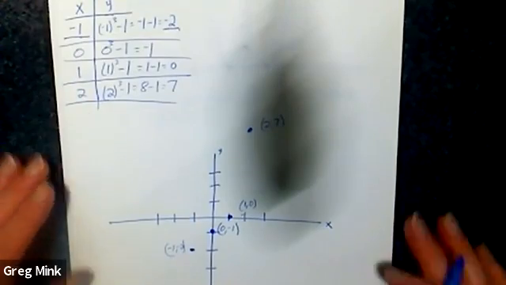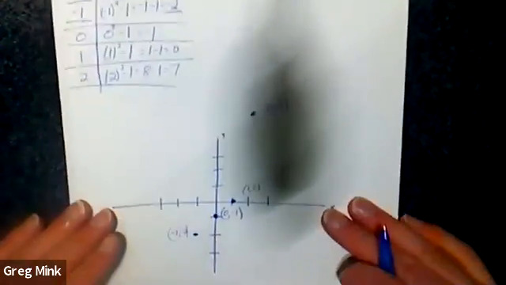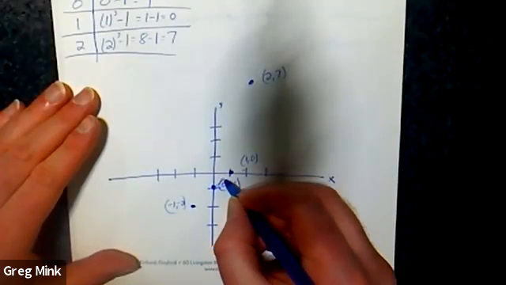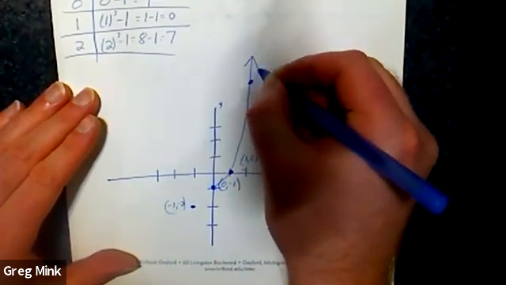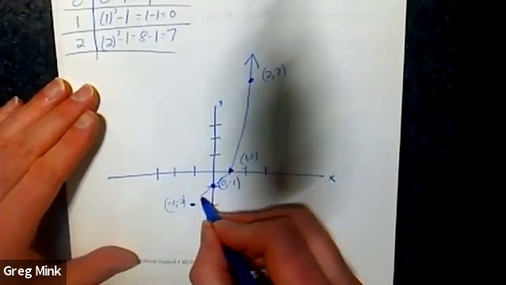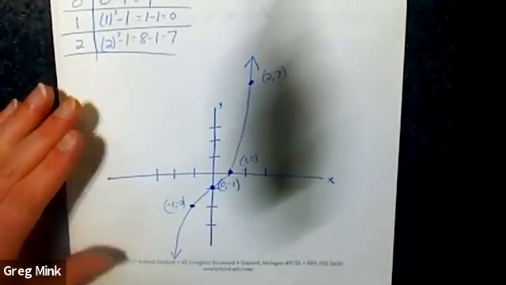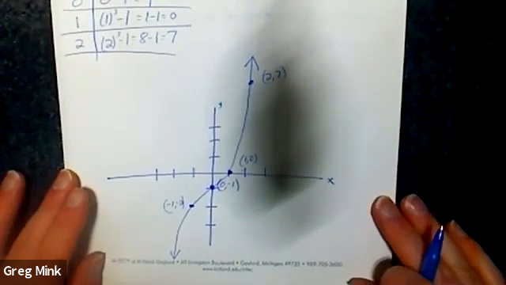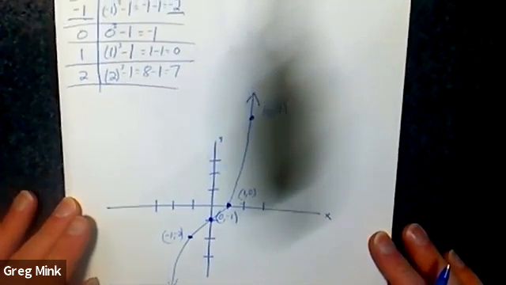Now, I don't have enough room to do all the points, so I'll leave it at that, but you should get a general shape that looks something like this. This is just shooting up, and then down here, you should see that this shoots down. Why don't you go ahead and check that, make sure that is in fact what happens.